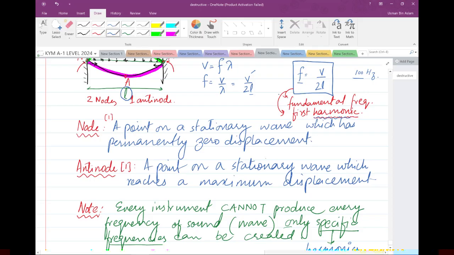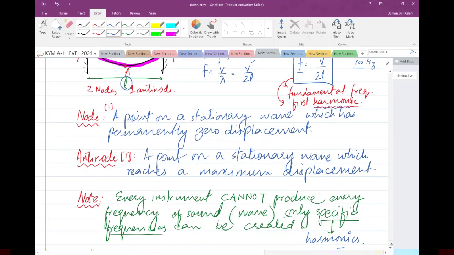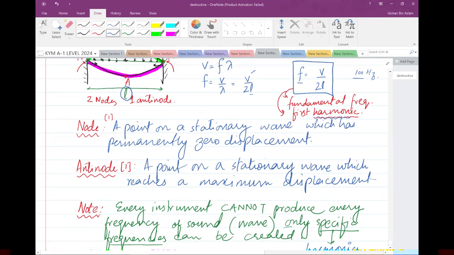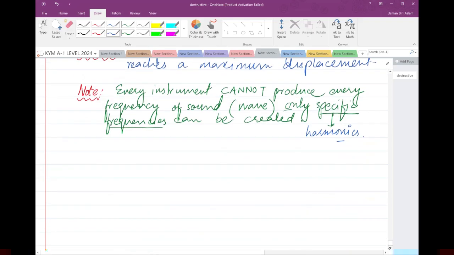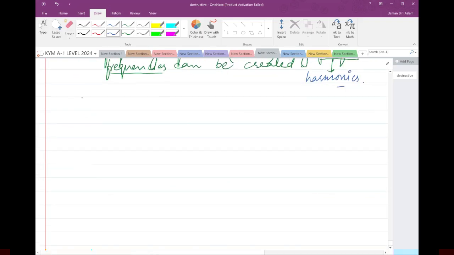Of course, this frequency can change depending on the tension in the string, but tension is not in our syllabus anymore. We only have to discuss the effect of frequency as a function of length. Are you with me so far? Yes. Okay, let's say I have the same instrument again.